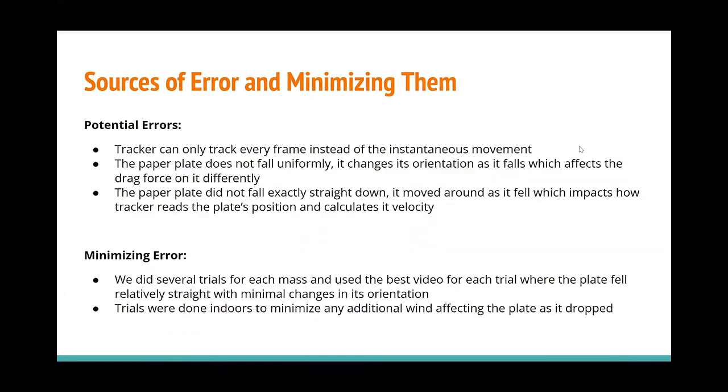Some of our potential errors were that Tracker can only track every frame instead of the instantaneous movement. The paper plate does not fall uniformly because it can change orientation as it falls, which then would affect the drag force on it differently. The paper plate did not fall exactly straight down. It moved around as it fell, which impacts how Tracker reads the plate's position and calculates its velocity. To minimize these errors, we did several trials for each mass and used the best video for each trial where the plate fell relatively straight with minimal changes in its orientation. Trials were done indoors to minimize any additional wind affecting the plate as it dropped.